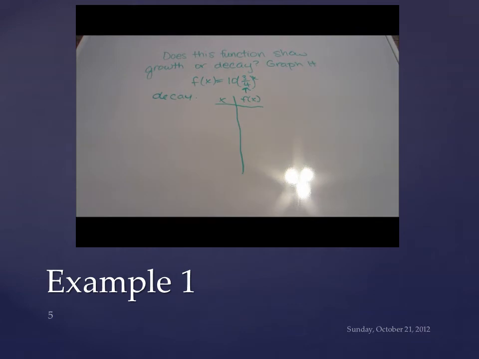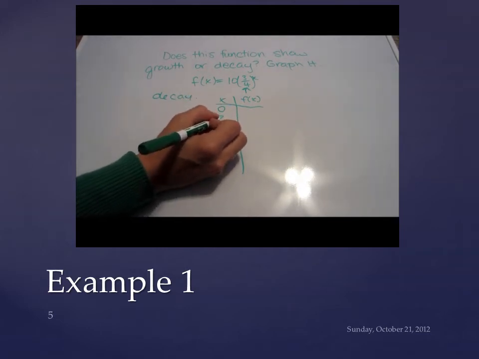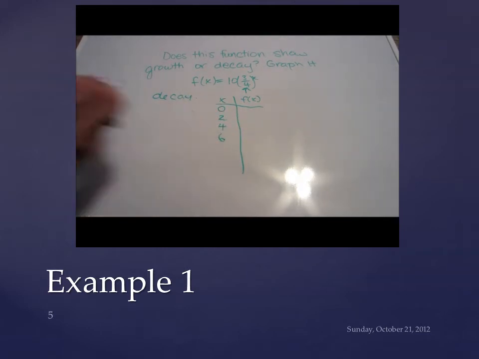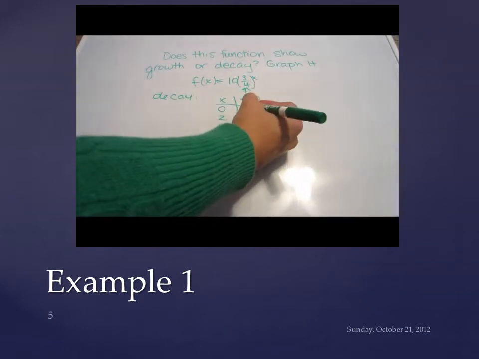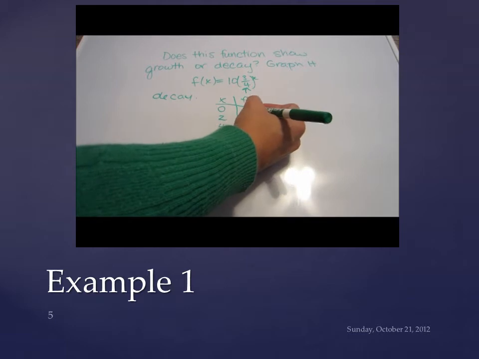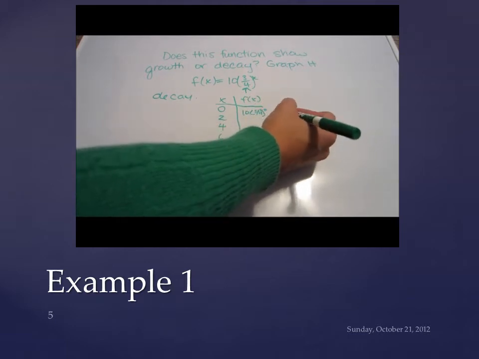We can pick whatever we want for x. We can go ahead and start with, let's do some even numbers, 0, 2, 4, 6. Okay, and we're going to go ahead and plug those in. 3/4 to the 0 power is 1 times 10 is 10. And if we continue to plug these in, let's put this in here so you can see the whole thing. We get 10 times 3/4 to the 0 is 10.